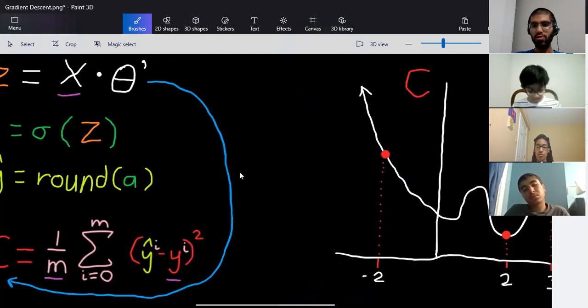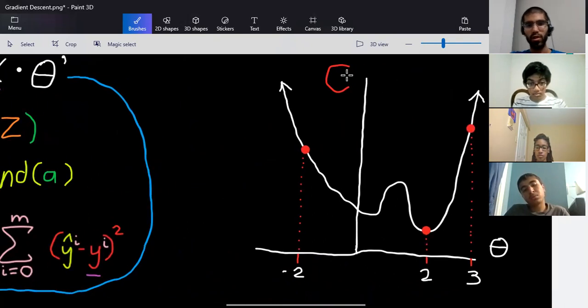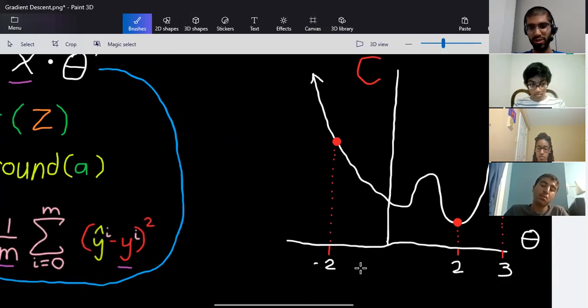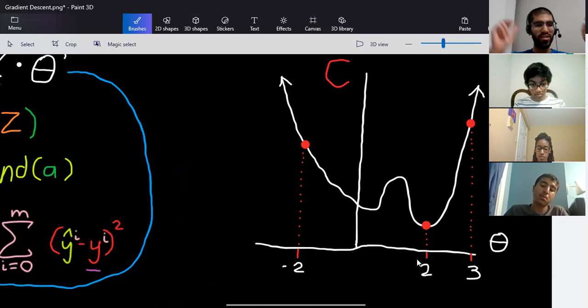And I can graph this relationship. If I put the cost on the vertical axis and the parameters on the horizontal axis, I know the parameters are a vector, and here I'm just putting in random numbers, but this is a simplification. Imagine you're just taking the average of all the parameters, and that's what you have here.